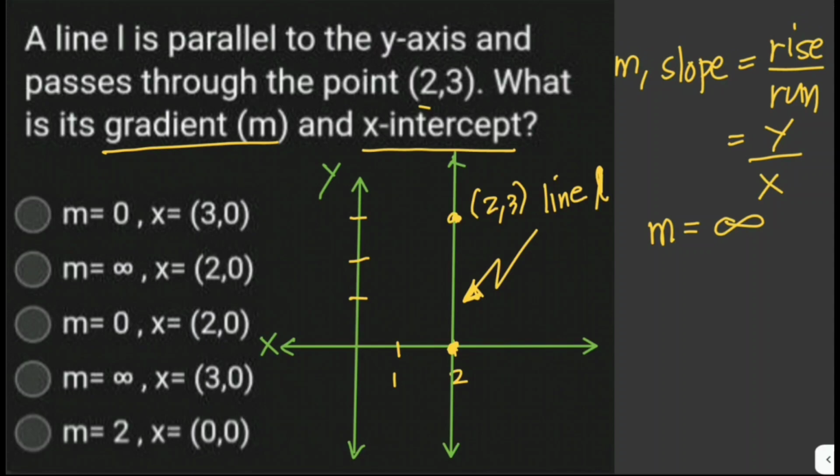because all of its points will be of the form (2, y). So the value of x will always be 2. So therefore our answer here is this one. Slope is infinite, so that is equal to positive infinity, and our x is equal to 2, or (2, 0).